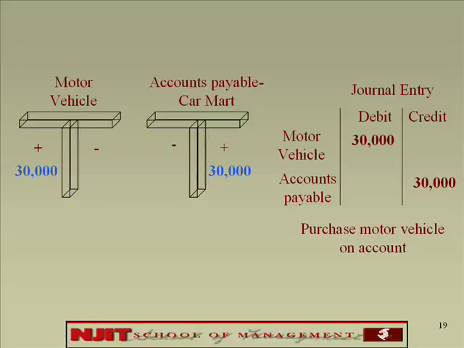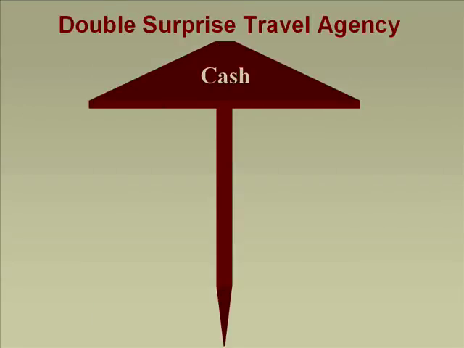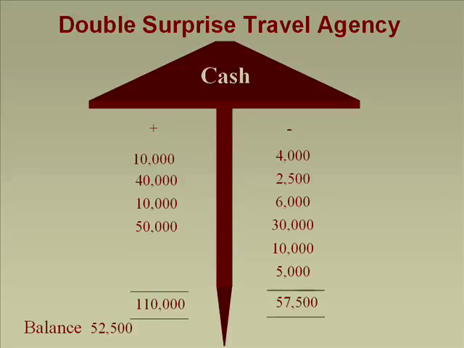Let me give you an example. Let's do cash. In front of you, you have transactions on the left, plus, and you have transactions on the right, which is minus. So you add up the plus column and you add up the minus column. Should look like this. The plus column comes to 110,000. The minus column comes to 57,500.